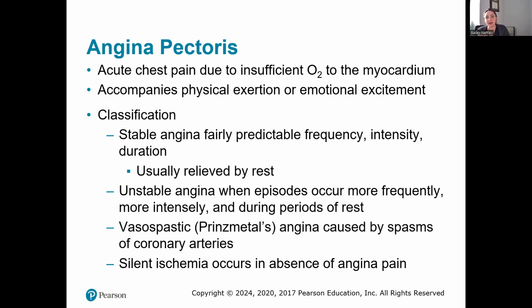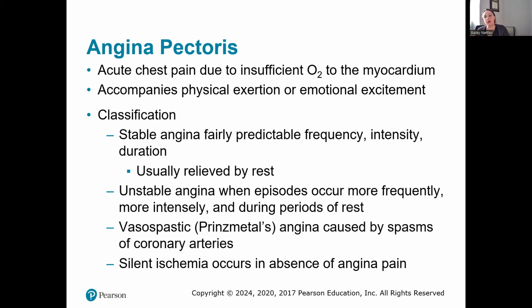Now, if I had unstable angina, I have no idea when it's going to come. I don't know how long it's going to last. I don't know what's going to help. And it doesn't get better with rest. Okay. Stable angina is relieved at rest. That's the biggest difference. If I can relieve it by sitting down and taking a breather, then it's stable. If it's unstable and the pain persists even when I'm resting, it's not good.